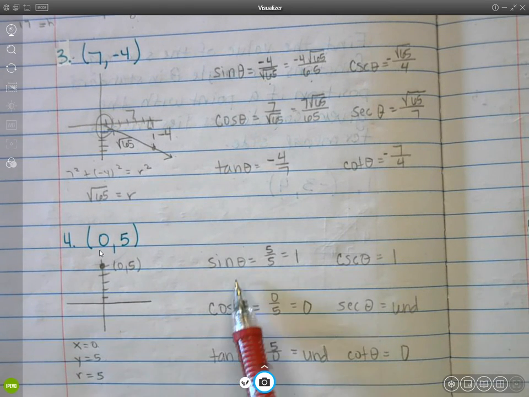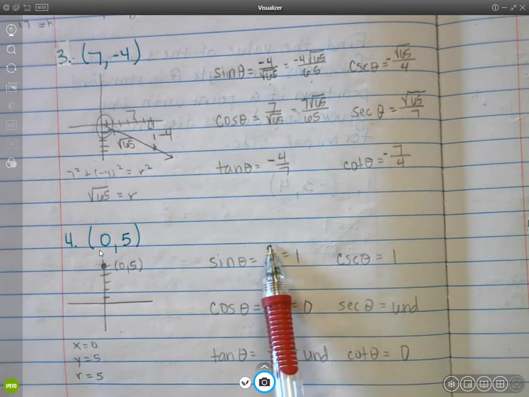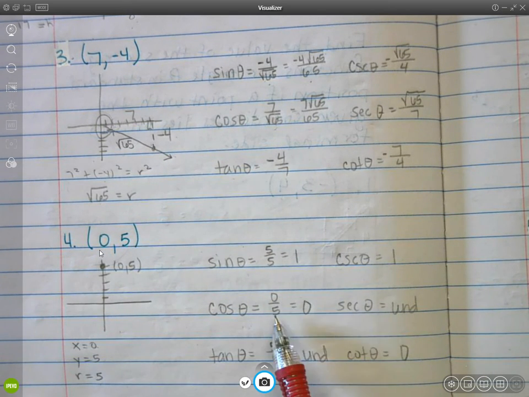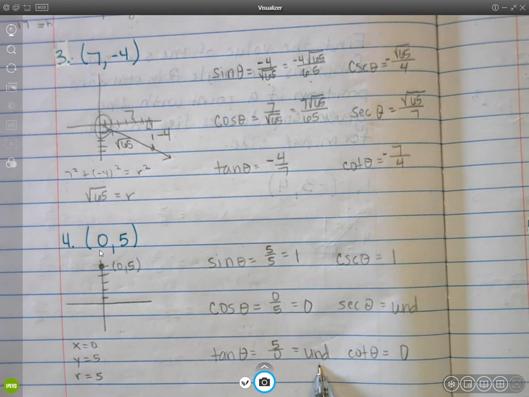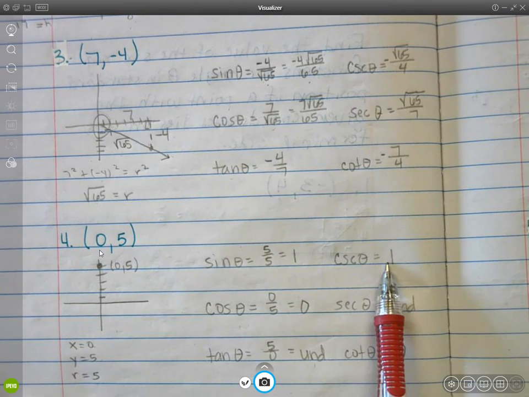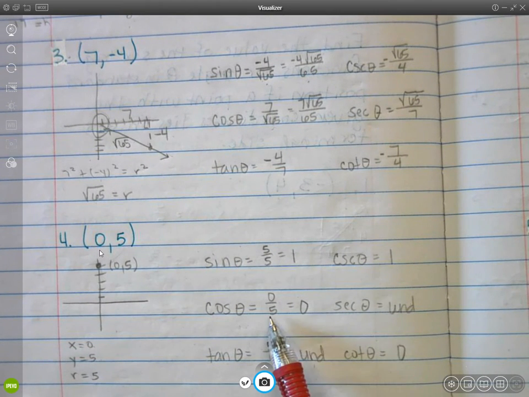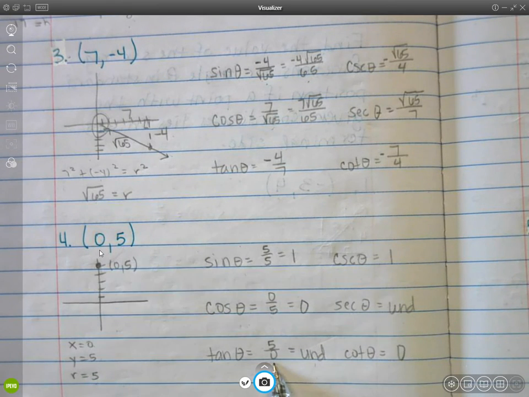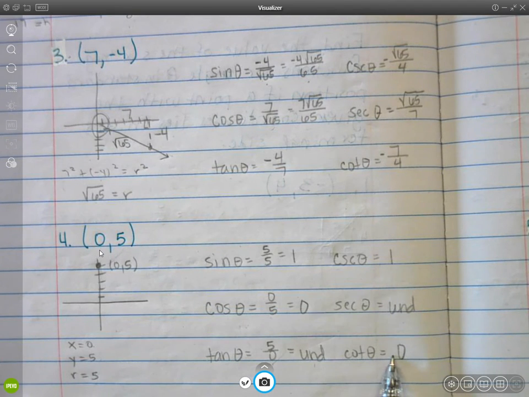All right, so sine is going to be y over r, so 5 over 5, which is 1. Cosine is x over r, so 0 over 5, which is 0. Tangent is going to be y over x, so 5 over 0. Can't divide by 0, so that's undefined. The reciprocal of 1 is 1. The reciprocal of 0, put 0 in the denominator, so that's undefined. But this undefined, when I flip this guy, I put 0 in the numerator, which is okay, so the answer is just 0.